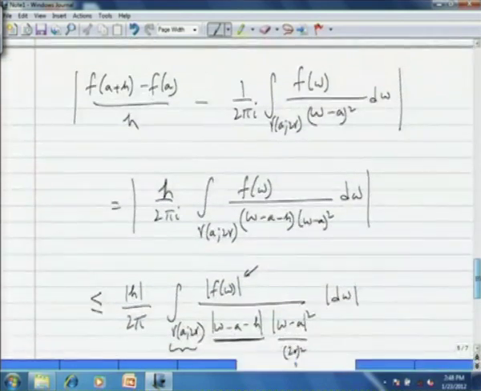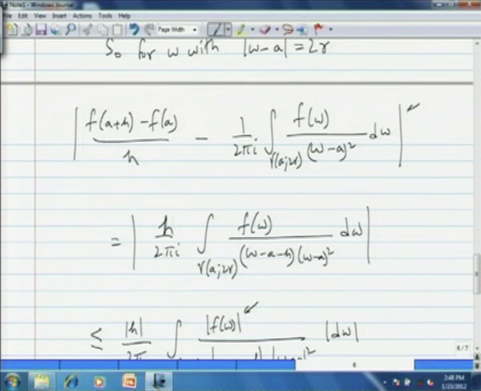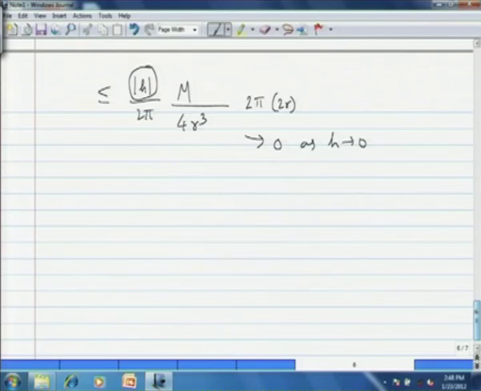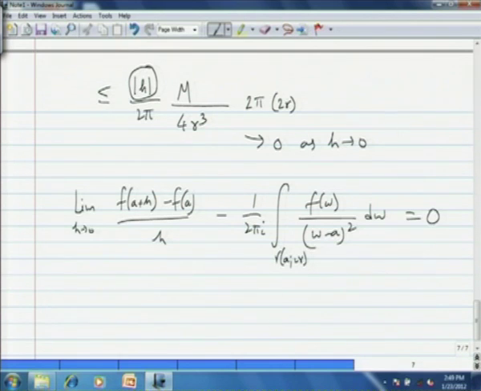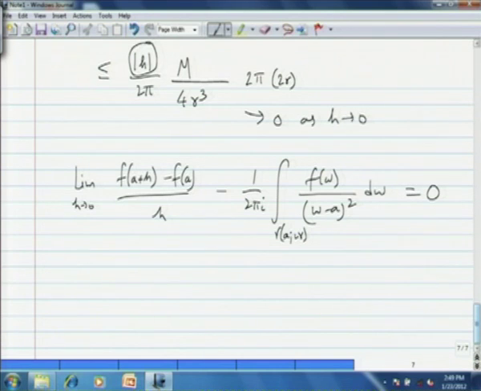And notice that the quantity on the left hand side then is equal to 0 in the limit as h goes to 0. So, the limit as h goes to 0 of f of a plus h minus f of a by h minus 1 by 2 pi i integral over gamma a to r of f of w by w minus a squared dw, this is equal to 0, according to this estimate. Actually, the modulus of this is equal to 0, but of course, the only complex number with modulus 0 is 0. So, this has to be the case.